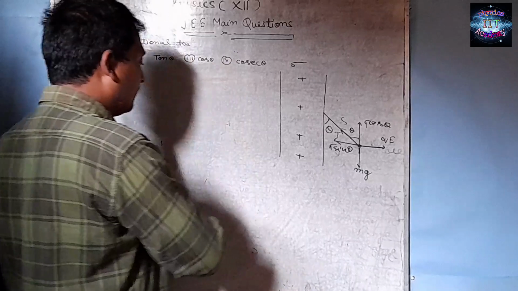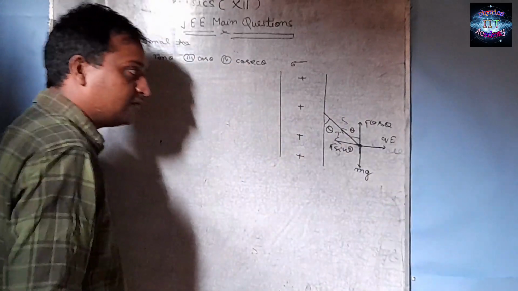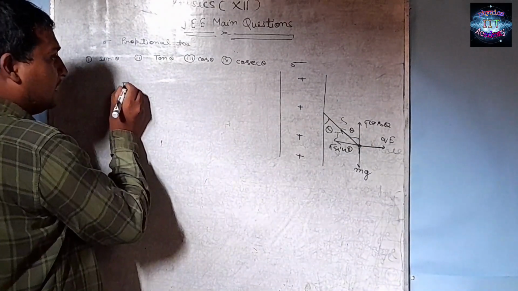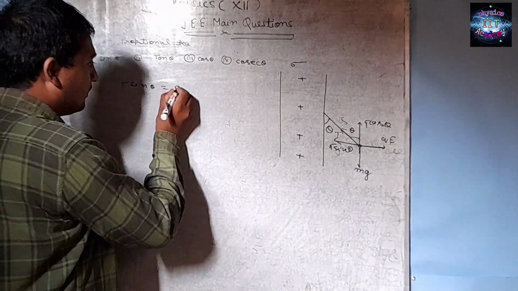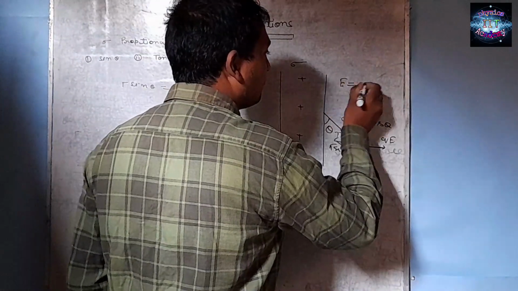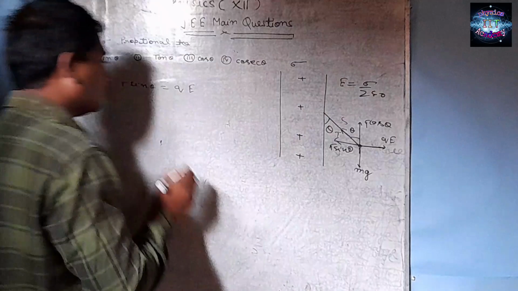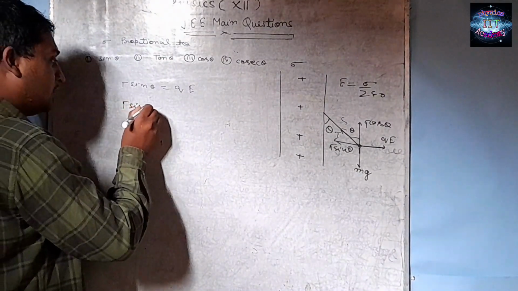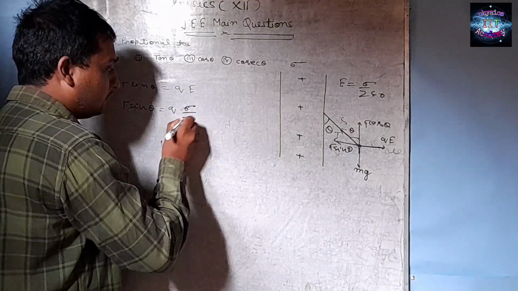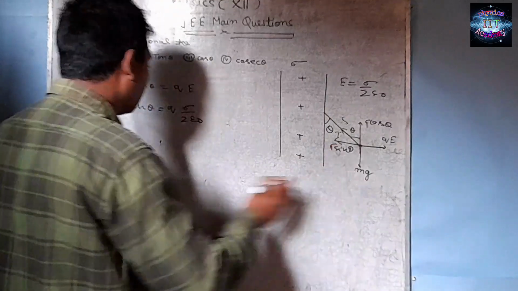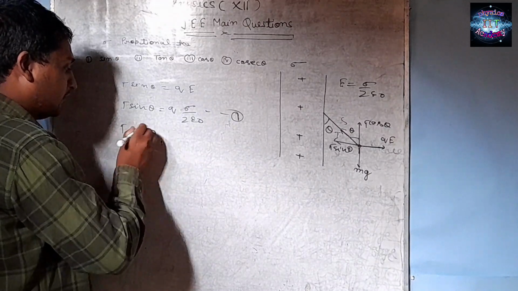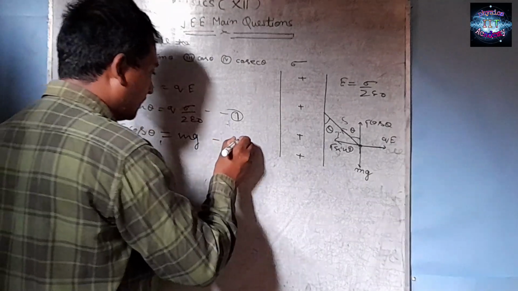Since this ball is in equilibrium, the leftward force balances the rightward force and the upward force balances the downward force. So here we will get T sin theta is equal to qE, and you know very well that the electric field due to a plane sheet is E is equal to sigma by 2 epsilon naught. So T sin theta is equal to q into sigma by 2 epsilon naught, this is equation number 1. Also T cos theta is equal to mg, equation number 2.